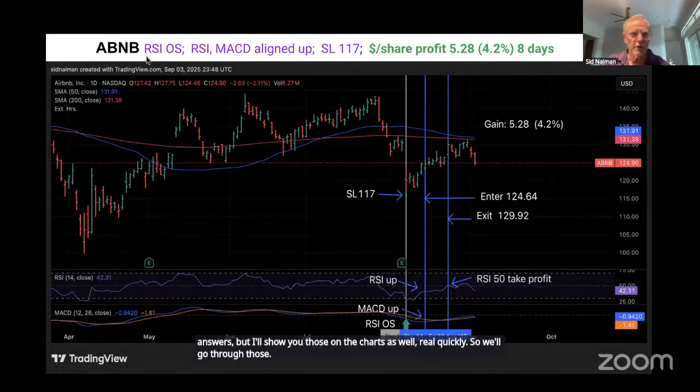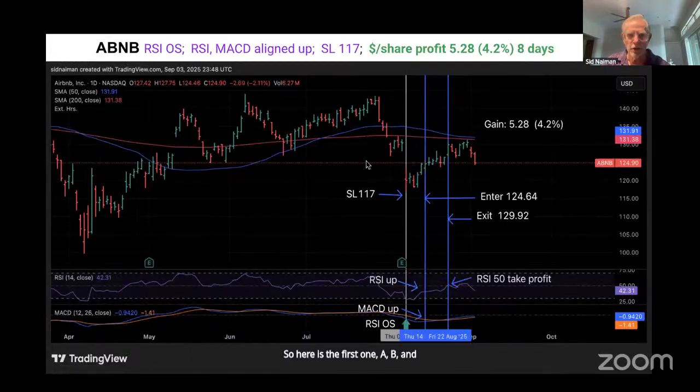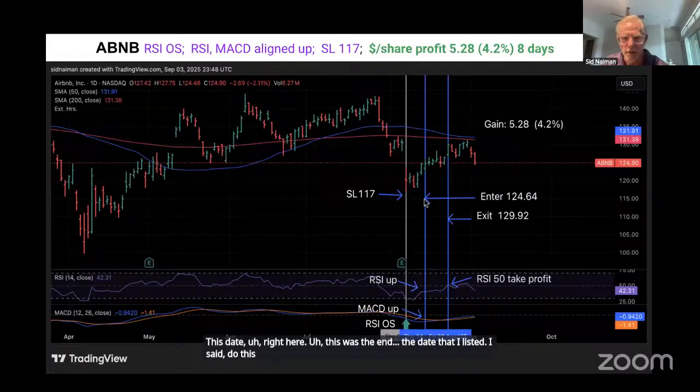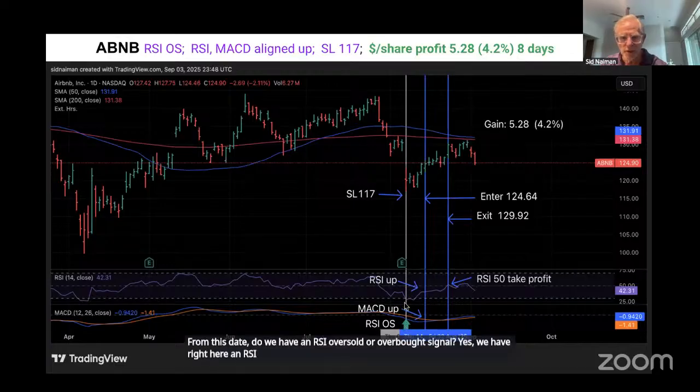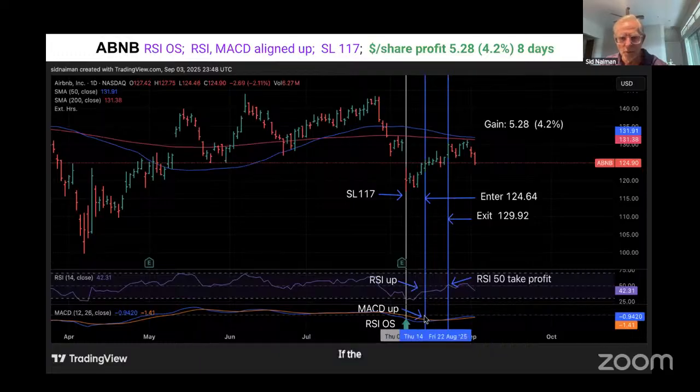So here is the first one, ABBV chart. We pull it up. I gave you this date right here. This was the date that I listed. And from this date, do we have an RSI oversold or overbought signal? Yes, we have right here an RSI oversold. We got the signal. And so on this date, we could enter if the RSI is pointing up and the MACD is pointing up. So that gives us an entry.